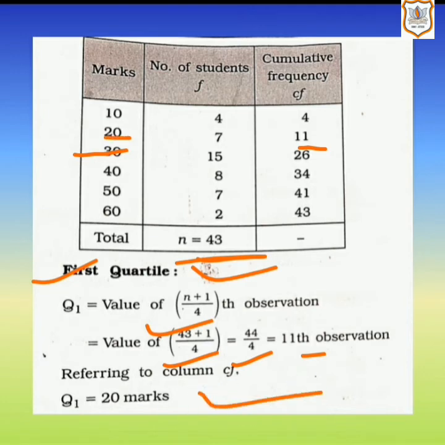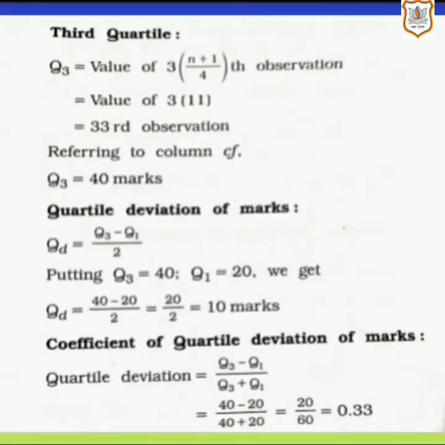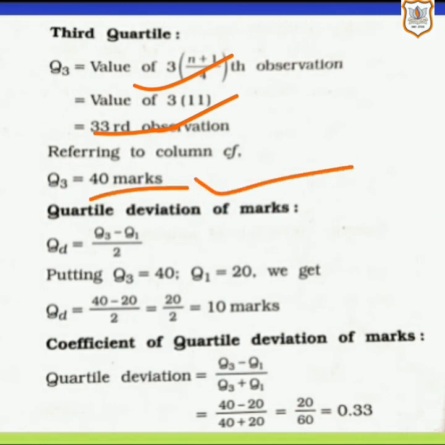Now let's find Q3. The formula for Q3 will be 3 times n plus 1 divided by 4. That will give you 3 into 11, and 3 into 11 is the 33rd observation. The 33rd observation lies here. So referring to the column of 33 in CF, in front of that the observation is 40. So your Q3 is 40.